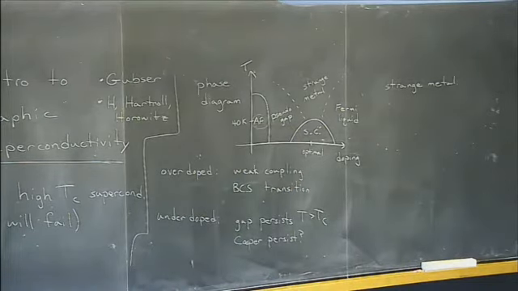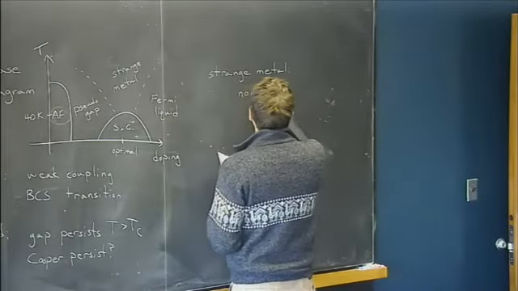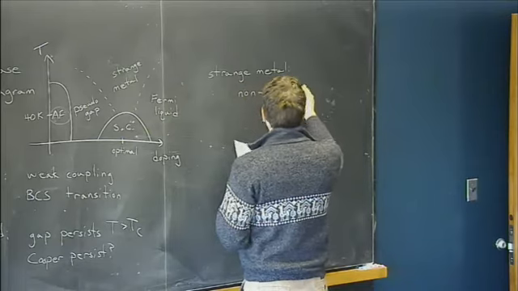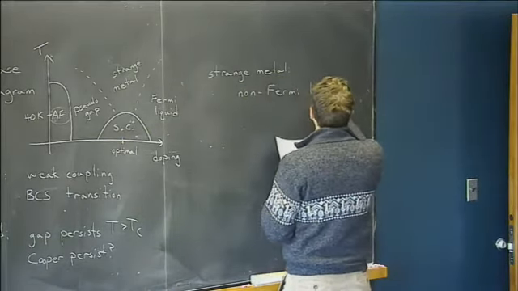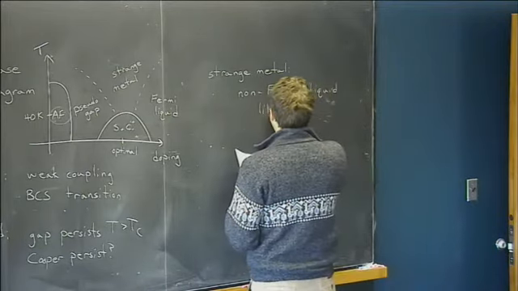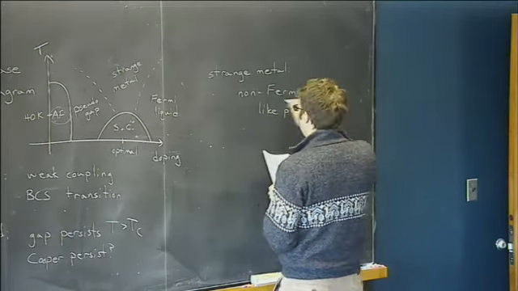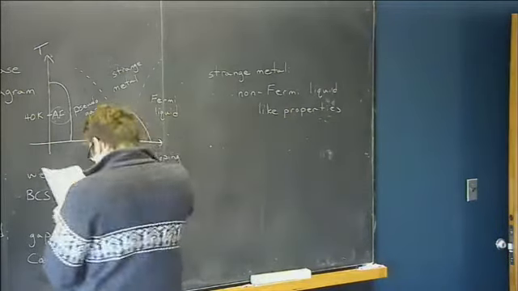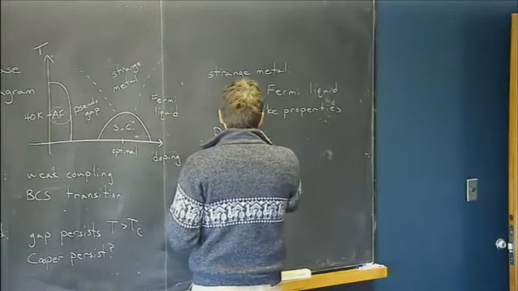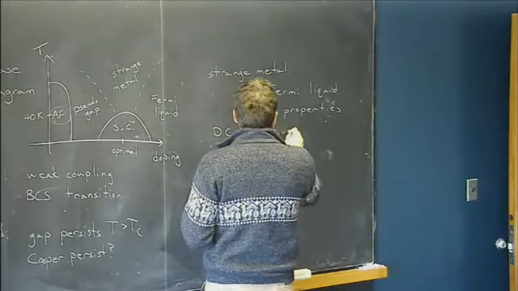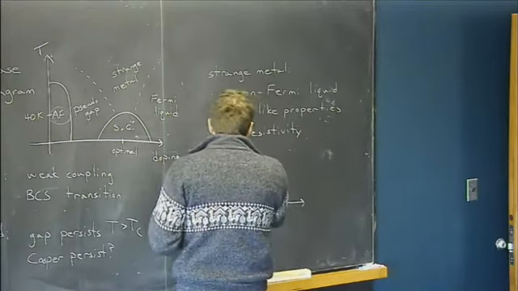Yeah? The strange metal phase, or non-Fermi liquid. This has non-Fermi-liquid-like properties. So what do I mean by that? Let me just give you one example, sort of the easiest physical example to talk about. We can look at the DC resistivity. Let me make a plot. There's this other famous plot I'm sure many of you have seen.